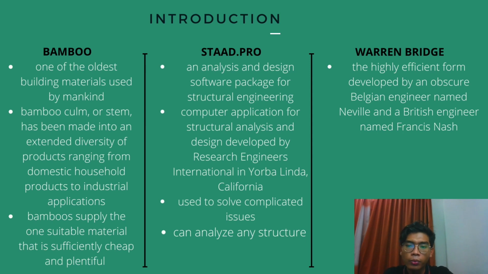In Asia, bamboo is quite common for bridge, scaffolding and housing, but it is usually a temporary exterior structural material. In many overly populated regions of the tropics, certain bamboo supply the one suitable material that is sufficiently cheap and plentiful to meet the extensive need for economical housing.